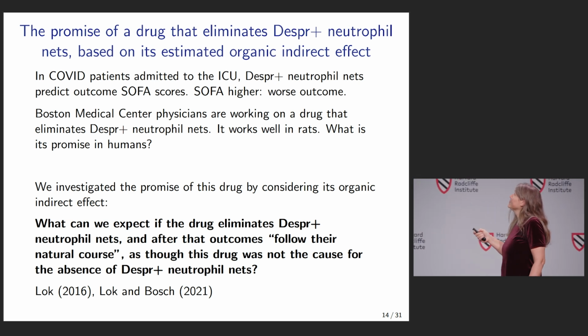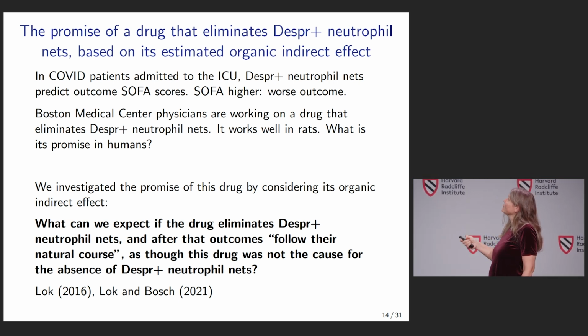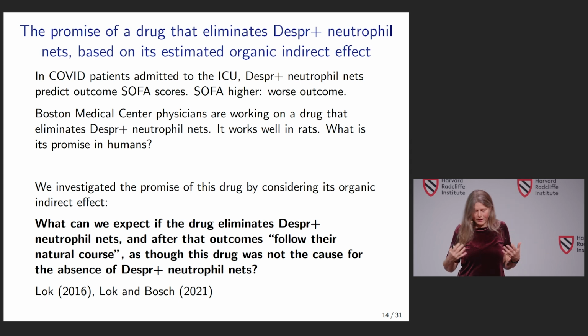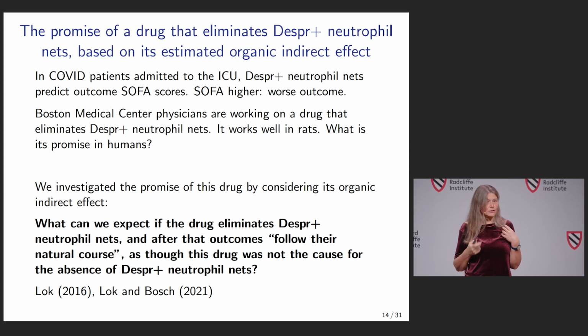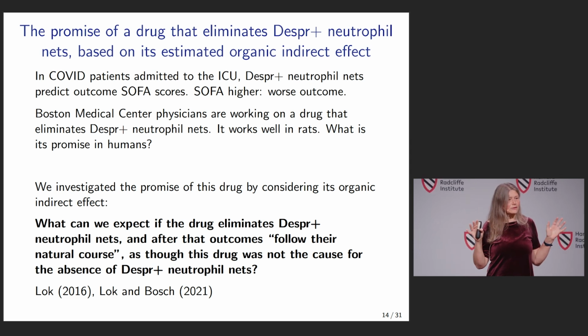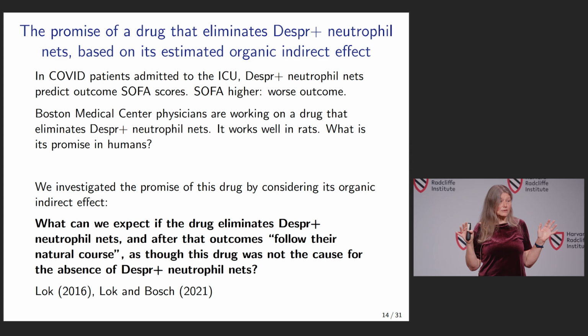In COVID patients admitted to the ICU, DNase-positive neutrophil NETs predict the outcome SOFA scores, and a higher SOFA score indicates a worse outcome. And so they have this patented drug that hopefully will eliminate DNase-positive neutrophil NETs, and we were able to estimate the indirect effect of that drug, not the overall effect, because there are no outcome data under treatment. This drug has never been used in humans.